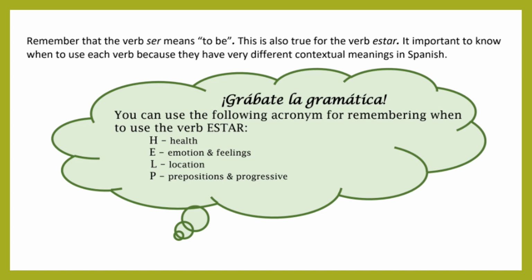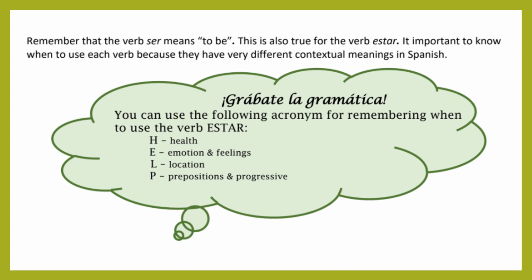Now that we're in Unidad 3 and we're looking at the verb estar, we have a new acronym that will help you remember when to use estar instead of ser. So estar is used with health, emotion, and feelings, location, and then prepositions and progressive. The only ones that we're going to talk about in Spanish 1 are the H, the E, and the L. And when we get to Spanish 2, you'll learn about what prepositions are and what the progressive is.